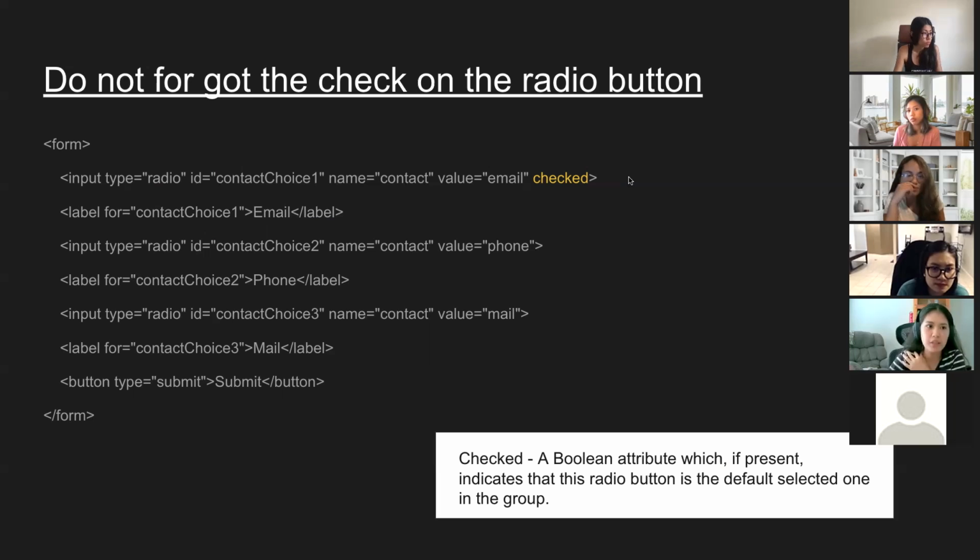And okay, just coming back to it, for example, if the user forgot to click the button, what can we do? We can put the checked attribute on it, but you can put it on only one input radio button. You cannot put it on all of them or two of them. You can, but they're going to get only the last one as the default value.